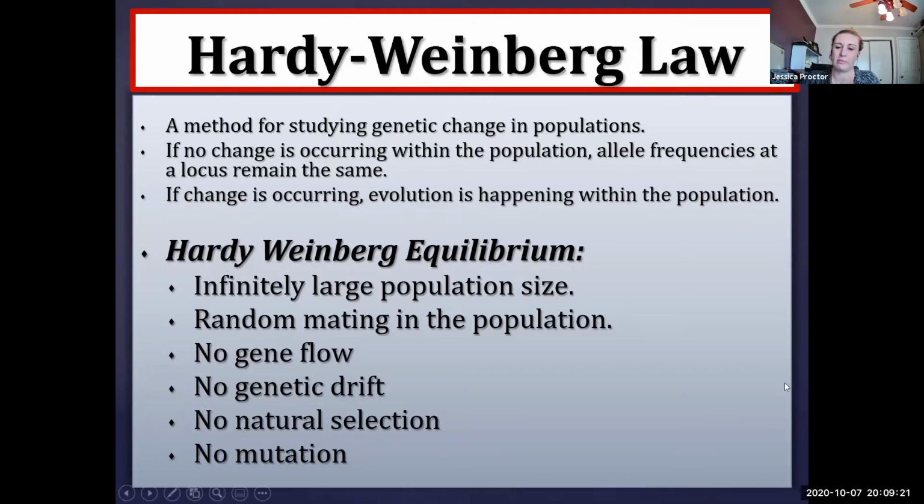So in order for a population to be in Hardy-Weinberg equilibrium, there are some qualifiers. It must be an infinitely large population size. There must be random mating, and it means that there's no gene flow, no genetic drift, no natural selection, and no mutation operating on that trait at that time.